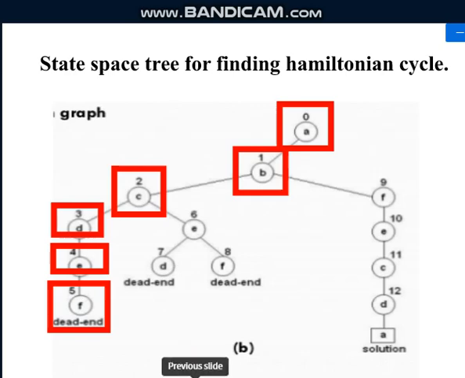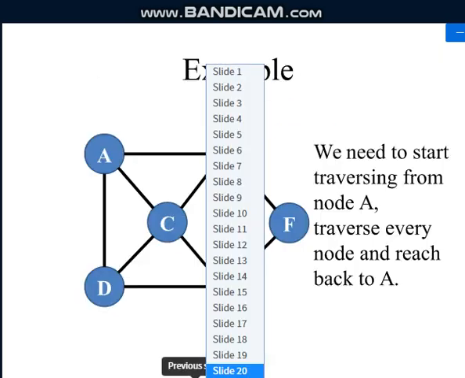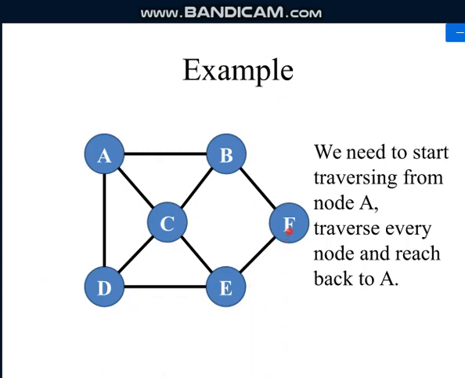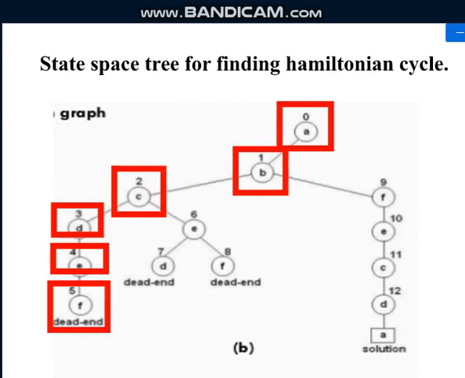But from F, can we reach back to A? If you look at the graph, from F you cannot reach A because A is not connected to F. So A to B we reached, B to C, C to D, D to E, E to F. But from F you cannot reach back to A. There is no connection between F and A. So we have reached a dead end.